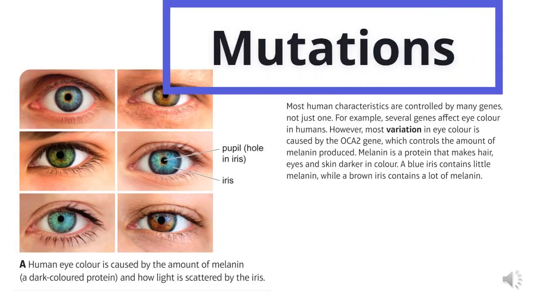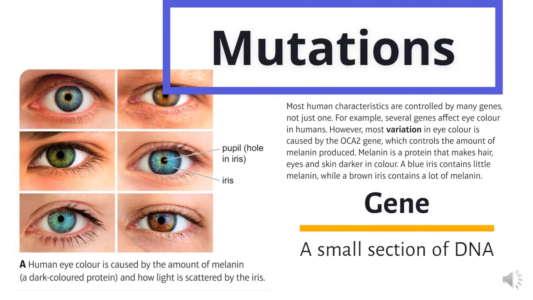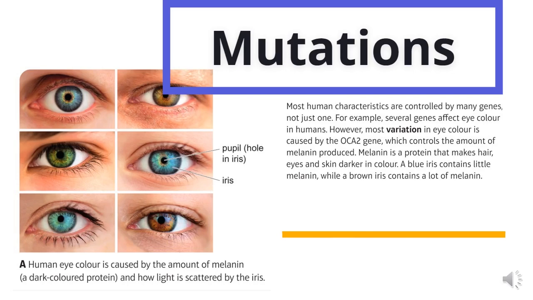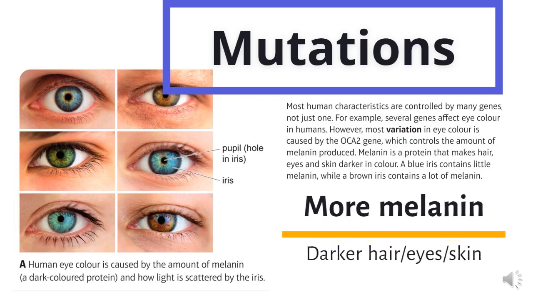So the first thing we need to be aware of is that most human characteristics are controlled by more than one gene. So many genes will control one characteristic. Eye colour in humans is controlled by a gene which controls the amount of melanin produced. Melanin is a protein that makes hair, eyes and skin darker in colour. A blue iris in your eye contains a small amount of melanin, and a brown iris will contain lots of melanin.